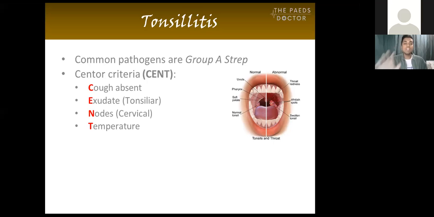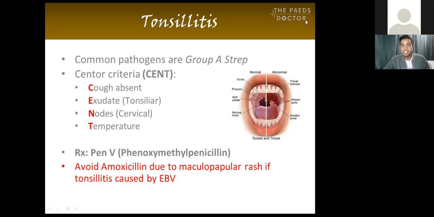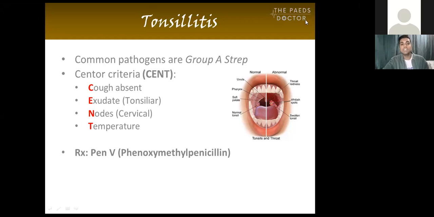So if two or more of these are present, then you would consider that this child may have a bacterial, a strep tonsillitis, and you'd want to treat. Normally we examine the throat and look for these signs: any signs of exudate, and the child has tender cervical lymphadenopathy with a high temperature. Cough absent is not always the case, because sometimes kids do have a cough, and that could just be because they routinely have a cough. So that one is not as commonly looked at, but the other three, yes.